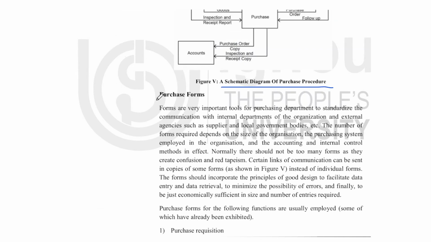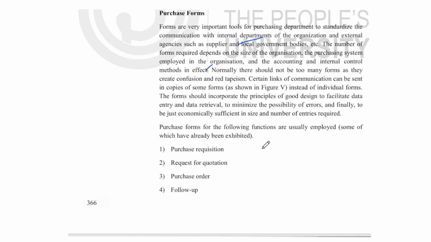Okay, so purchase form. Forms are very important tool for purchasing department to standardize the communication with the internal department of the organization and external agencies such as supplier and local government bodies, etc. The number of forms required depend on the size of the organization, the purchasing system employed in the organization, and the accounting and the internal control method in effect. Normally there should not be too many forms as they create confusion and red tapeism. Certain link of communication can be sent in copies of some forms and instead of individual forms.